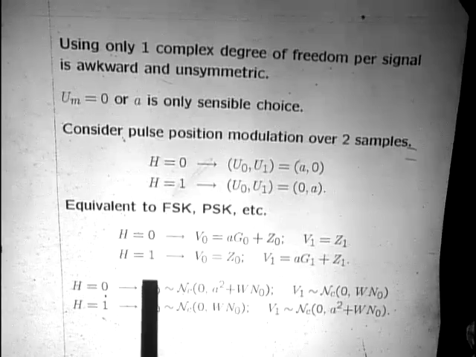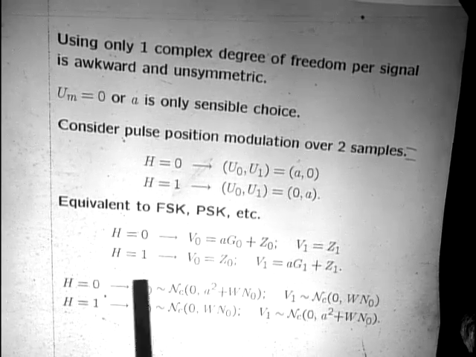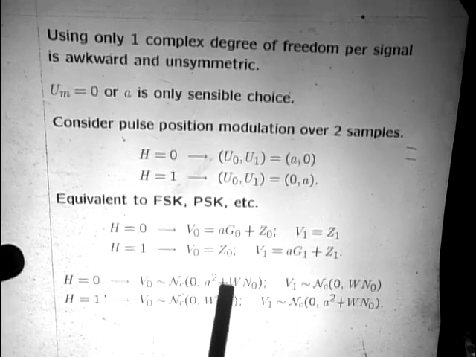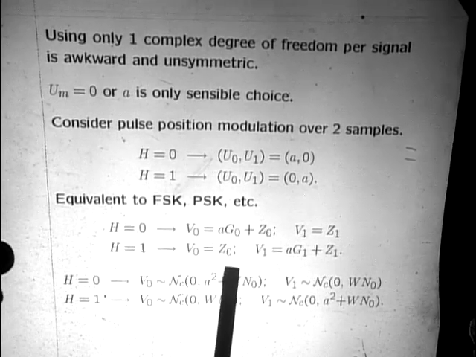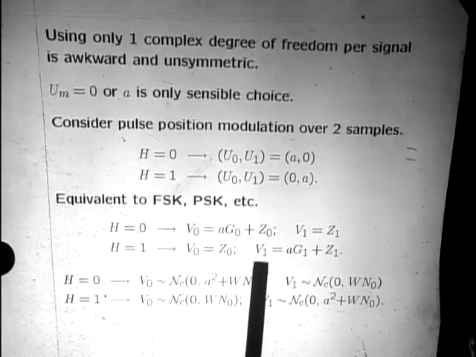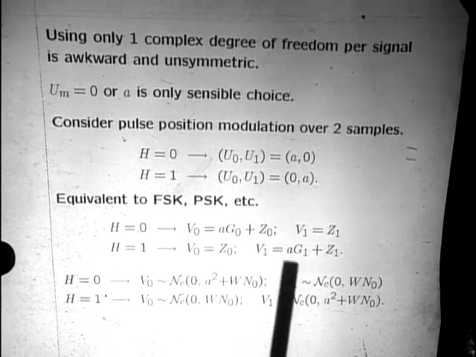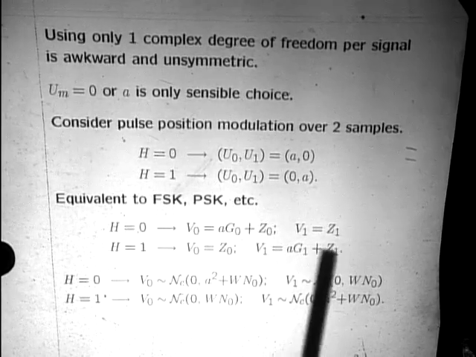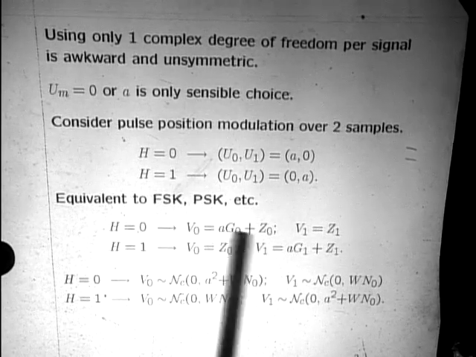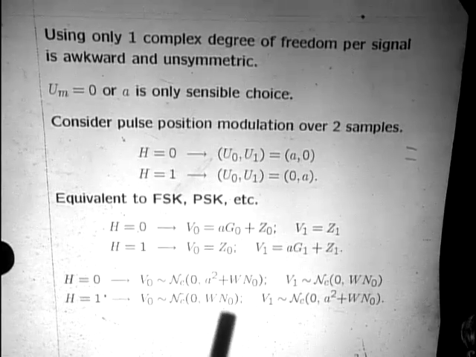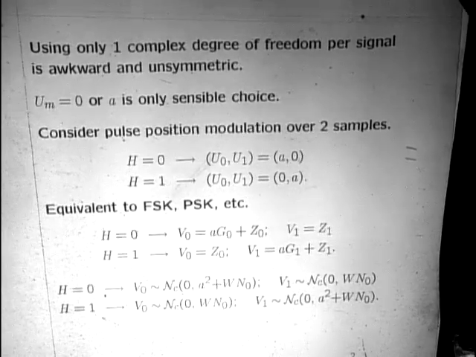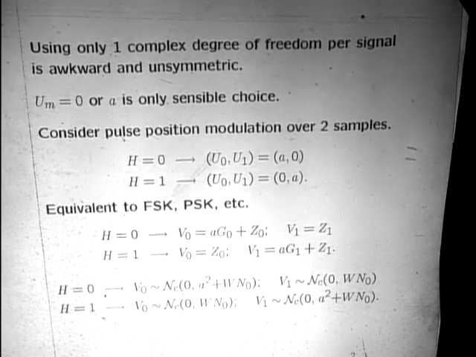Alternatively, if we're sending the second symbol, which means we put our energy into the second degree of freedom, what we're going to get is V0 is just going to be the noise, and the second output is going to be the signal plus the noise. And remember, both this variable and this variable are complex Gaussian. The phase doesn't mean anything, so all we can use is simply the magnitude.